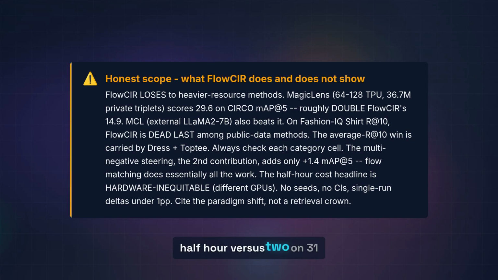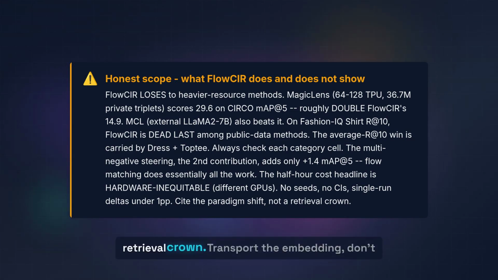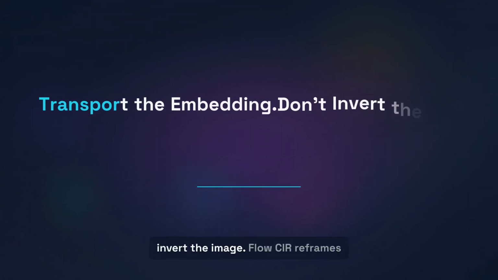Fourth, the half-hour versus 231 hours cost headline is hardware-inequitable, different GPUs, not apples to apples. Fifth, no seeds, no confidence intervals, single-run deltas under 1 point. Cite the paradigm shift, not a retrieval crown. Transport the embedding, don't invert the image.